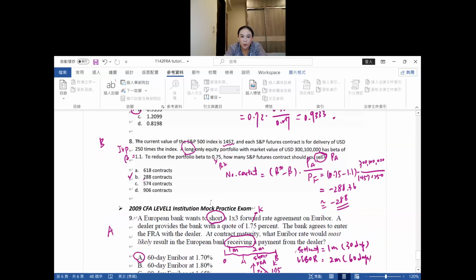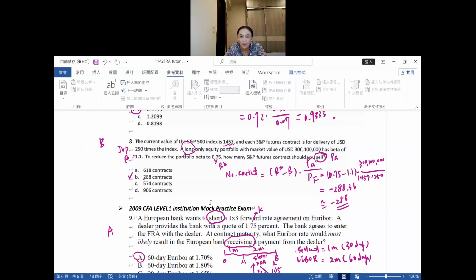Okay, question 8. The current value of the S&P 500 index is 1457. Remember, that's the points. And then the multiplier is US$250 times. So that's the index futures. A long only equity portfolio with market value of USD 300 million has beta 1.1. That's your original beta. To reduce the beta to 0.75, that's your target beta, right?